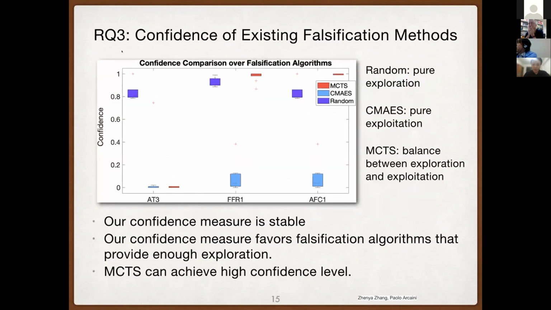In the last RQ, we want to evaluate the confidence of existing falsification methods. Here we evaluate random, which is pure exploration, CMA-ES, which is pure exploitation, and also MCTS, which is a balance between exploration and exploitation. Basically, we conclude that our confidence measure favors the falsification algorithms that provide more exploration, because you can see the confidence of MCTS and random are really high. And MCTS, which is a balance between exploration and exploitation, can achieve a high confidence level.